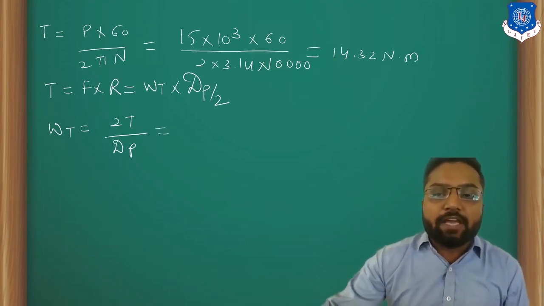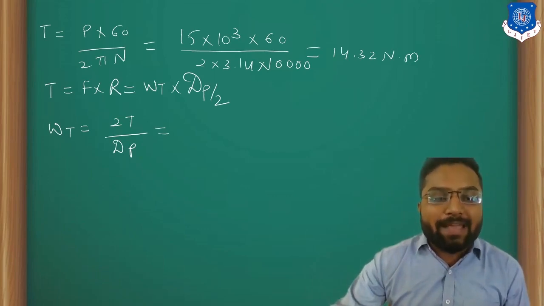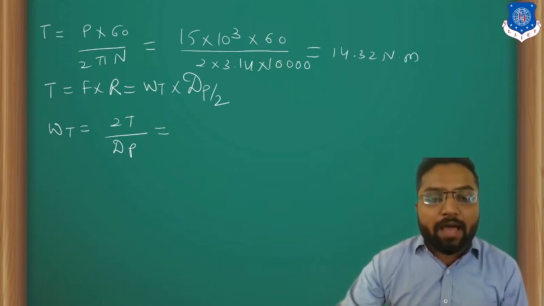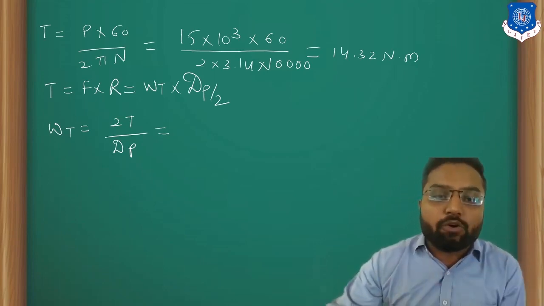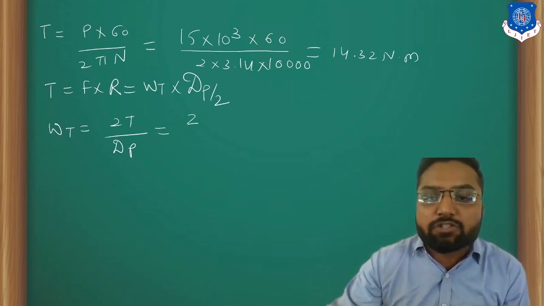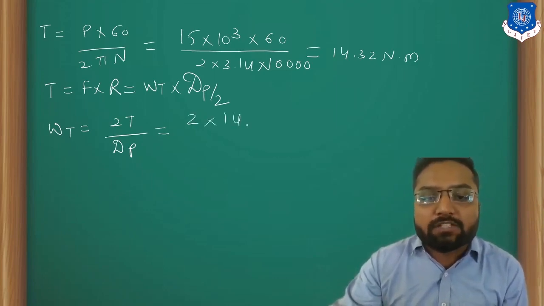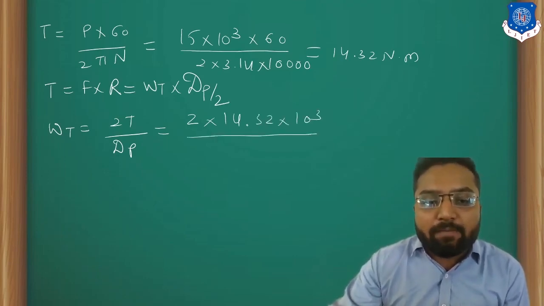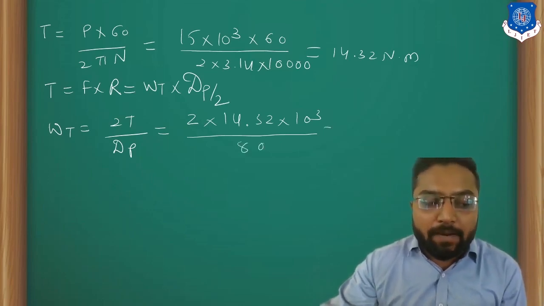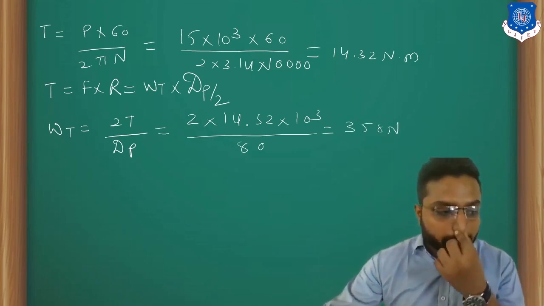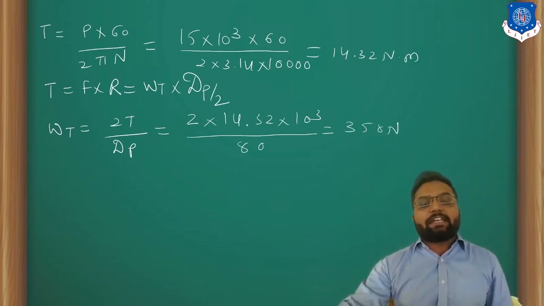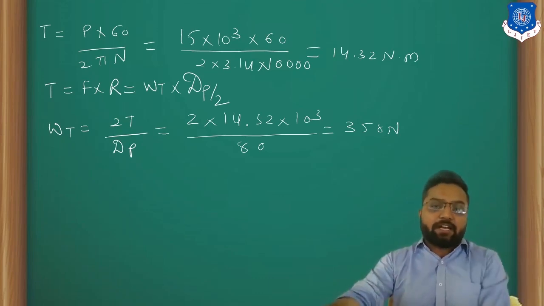Now to find this Wt, the torque is in Newton into meter and dp is in mm. So I have to convert either this torque into Newton into mm or dp into meter. So we are converting this torque into Newton into mm; to convert Newton into meter, we have to multiply it by 10 raised to 3. So 14.32 into 10 raised to 3 divided by dp, which is 80 mm. So ultimately we can find it as 358 newtons. So our load acting on this is going to be 358 newton.